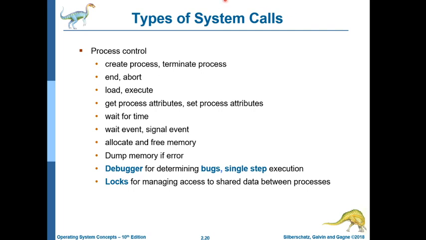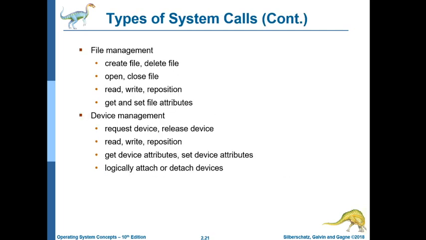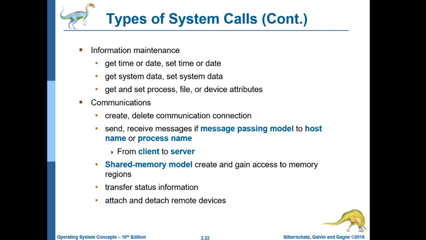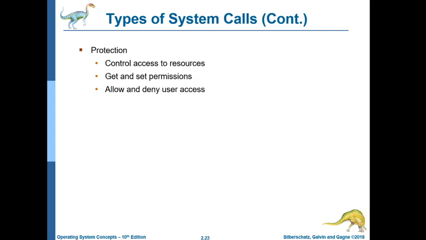Now, there are several types of system calls. We have process control, right? This does everything that relates to the particular process. We'll go more into process later. We have file management, device management, information maintenance, communications, and protection. All of this relates particularly to system calls, right?